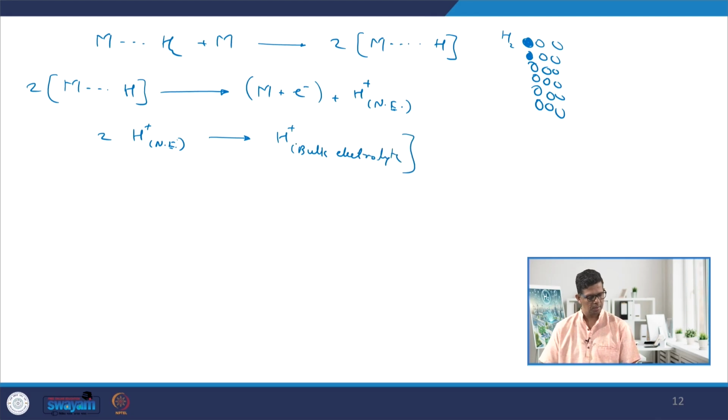Two of such protons that are near the electrode get into the bulk electrolyte. And how does that happen? That is where your ionomer comes and plays a very vital role.